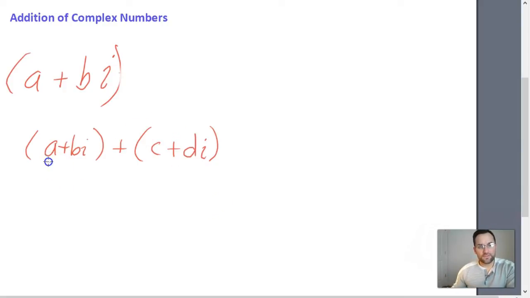Now you'll notice that a, b, c, and d are all variables. Those can be any real number. i is used in both because i is a constant term. i is always the square root of -1. We've talked about that in the other video.